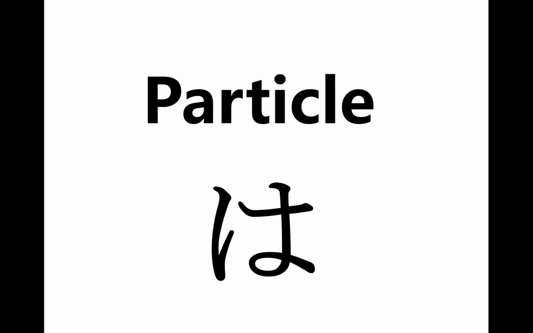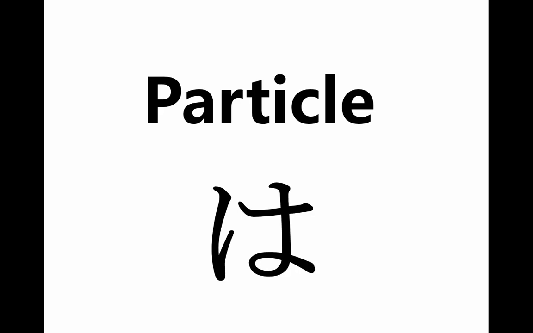So this is called particle wa. It looks like a ha. When it's being used as a grammar particle, remember we mentioned grammar particles earlier? What was the grammar particle we already learned earlier? O. So particle o happens to be its own special character, so it's easy to identify. That's the particle o, because it's obviously not the other o, right? The other particles in Japanese are regular hiragana.